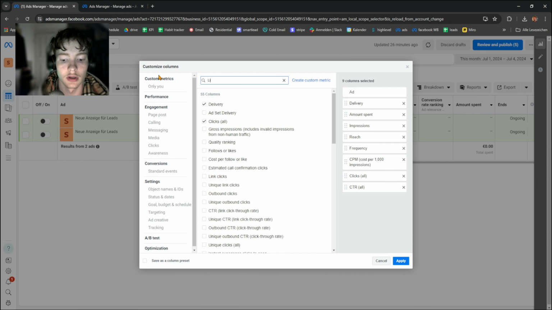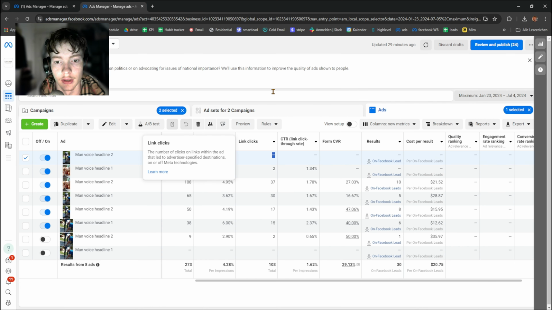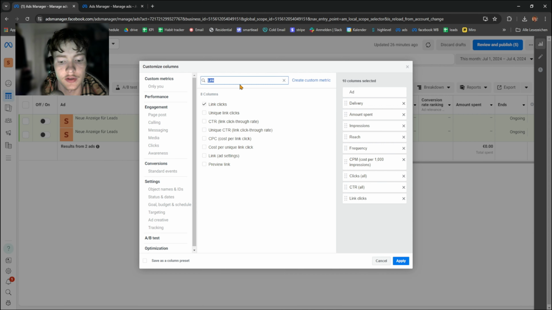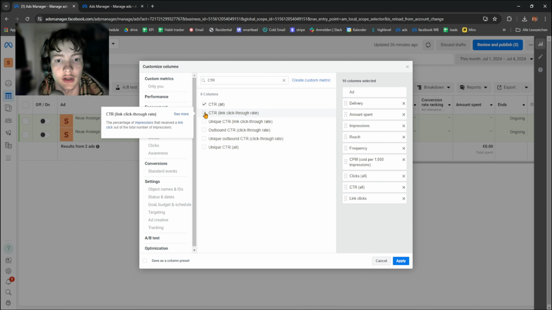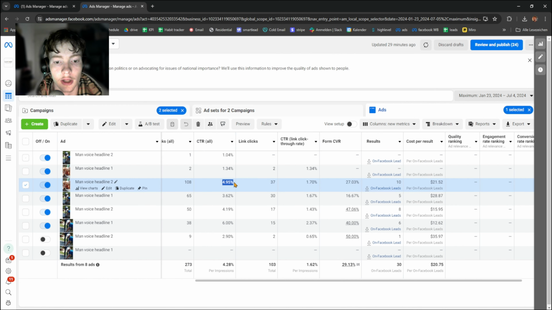So we have the link clicks, and then we also have the CTR link click-through rate. We had the CTR all, which is just the rate at which people are clicking your ad in general. But now we also want the CTR link click-through rate, so the rate at which people are actually clicking your call to action button. And of course, you also want to have this high. Generally, it doesn't have to be as high as the CTR all, because this is actually people that go onto your lead form and click through the ad and do the action that you want them to take.